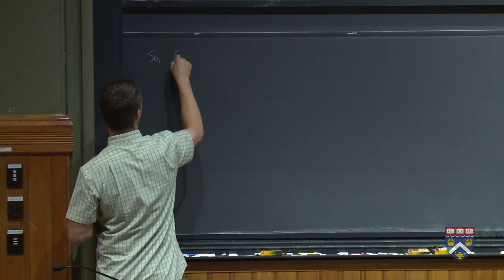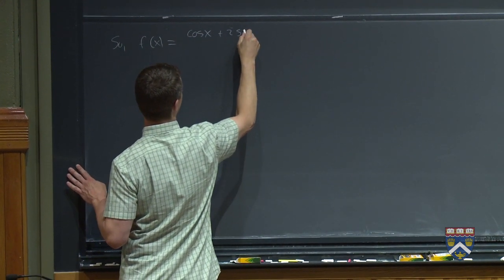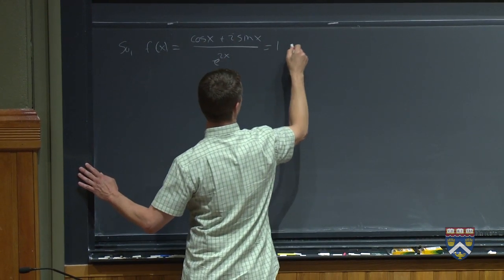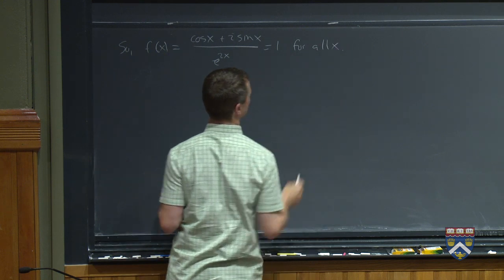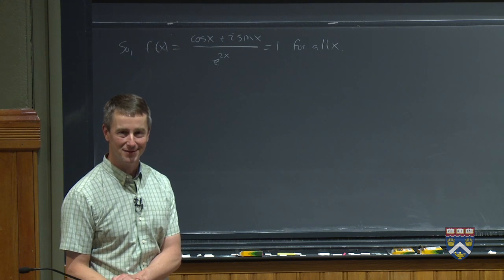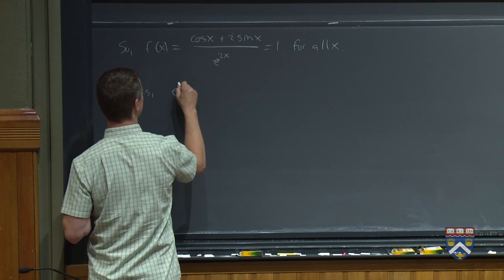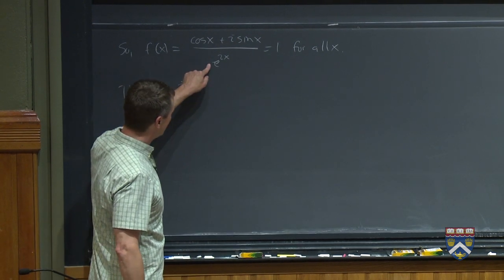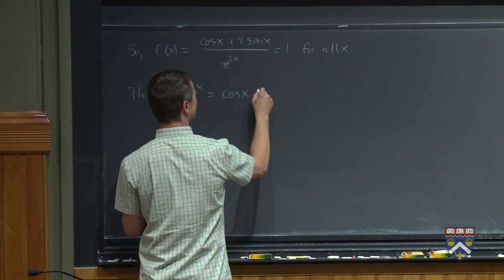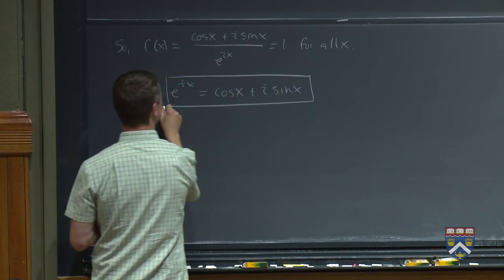So our function, f of x, which we created as cosine of x plus i sine of x over e to the ix, equals 1 for all x. So now you've got a fraction that equals 1. What does that tell you about the top and the bottom of the fraction? They've got to be the same, right? Thus, this thing that we were trying to evaluate, e to the ix, the denominator, must be the same as the numerator. So e to the ix must turn out to equal cosine of x plus i sine of x.